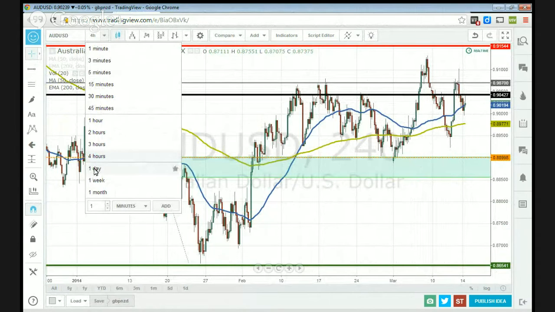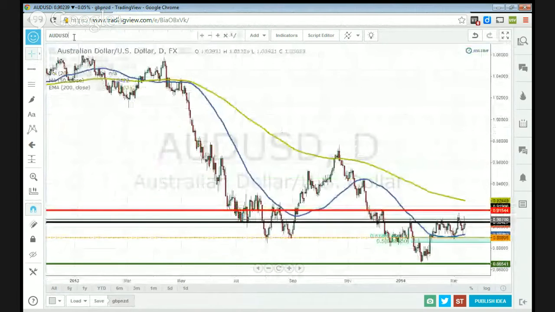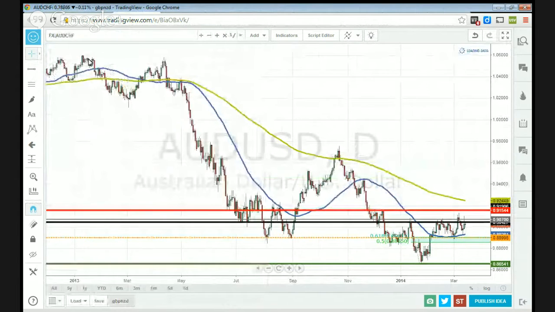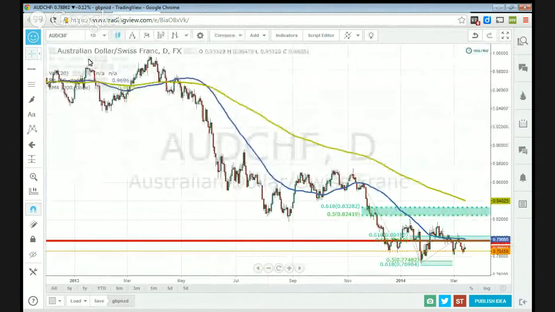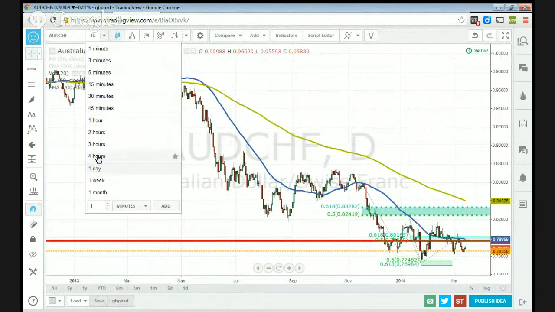I also have another short Australian dollar position on. This is the main one that's doing the best of any of my positions. Short Aussie Swiss. And my stop is at break even on this one based on how it closed here. So we'll see how that fares. Let's take a look at the 4-hour chart.